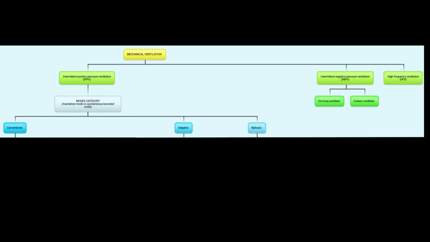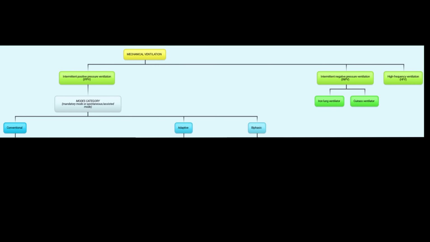Conventional ventilation modes refer to the most developed and widely used ventilation modes. In conventional mode, the ventilator works exactly according to the operator's setting. That is, none of the ventilator settings is automatically regulated. This is the foundation of the modes in the other categories.